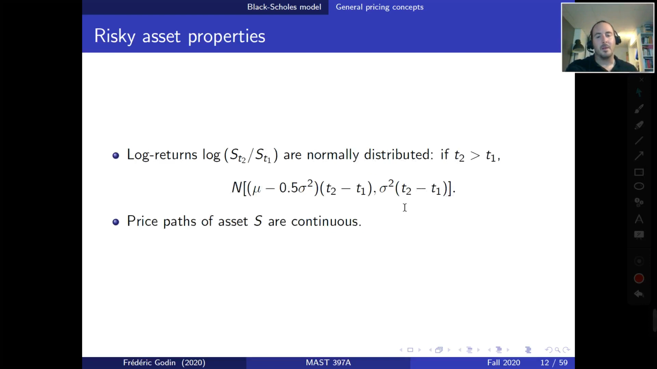And finally, one last property of risky asset prices is that their paths are continuous. Okay, so the price of the risky asset is roughly the exponential of some linear transformation of the Brownian motion. So because the Brownian motion is continuous, and the exponential is a continuous function, the exponential of the Brownian motion is still something continuous. So this is why we have continuous paths.